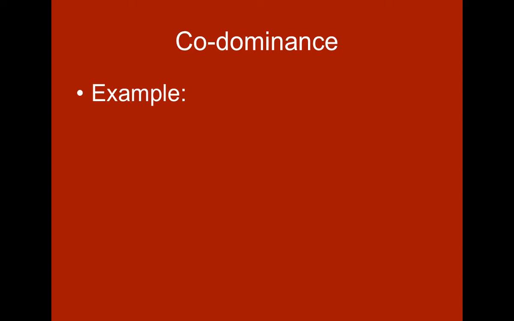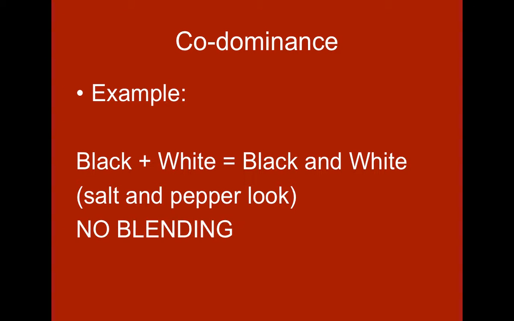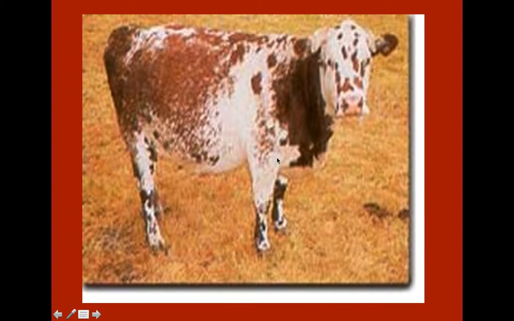So for example, if I have my black and white, instead of turning gray, it's kind of like that salt and peppery type look, or even spots. No blending takes place. So if I look, for instance, at this picture of the cow, now this isn't black and white, it's brown and white, but you can see some of the hairs in it are brown, some of it are white. We don't have a blending of colors.